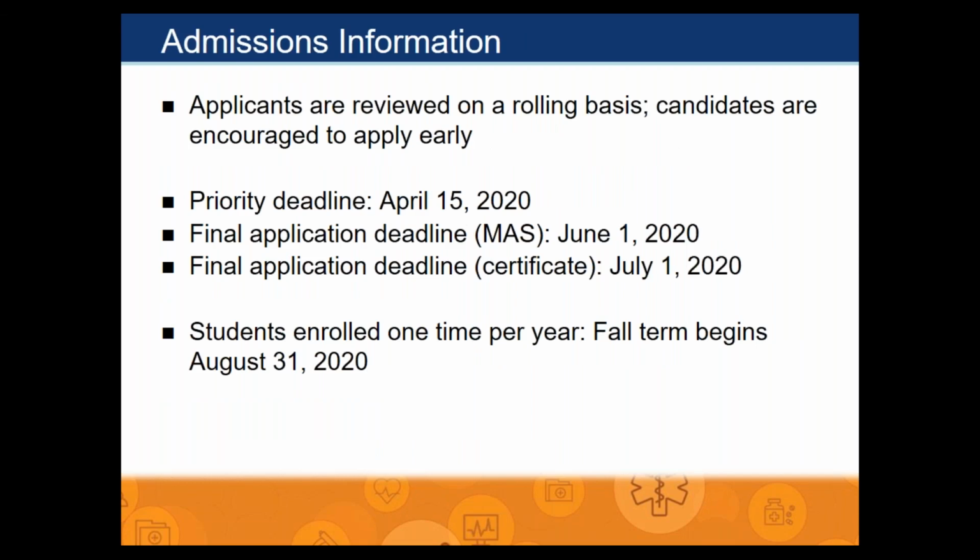We do review completed files on a rolling basis, so we do encourage you to apply early. The priority deadline is April 15th for the master's program. Final deadline for the master's program is June 1st, and the final deadline for the graduate certificate is July 1st. We do have 1 start a year, and it begins August 31st for those students that are thinking about a fall admission.